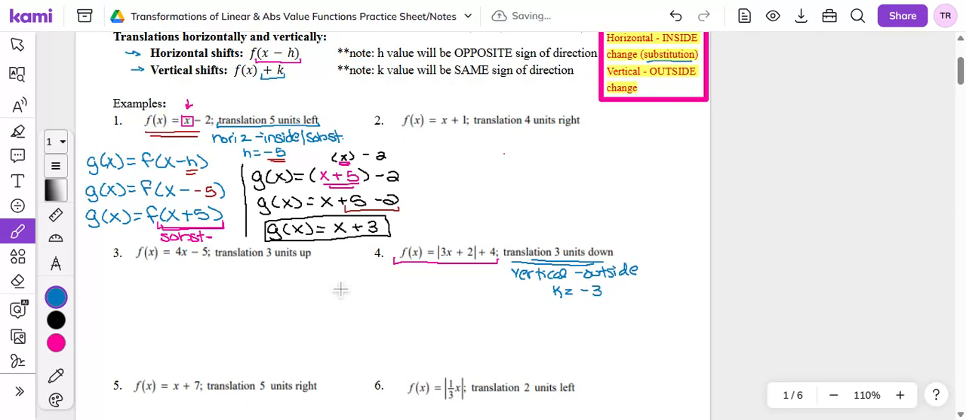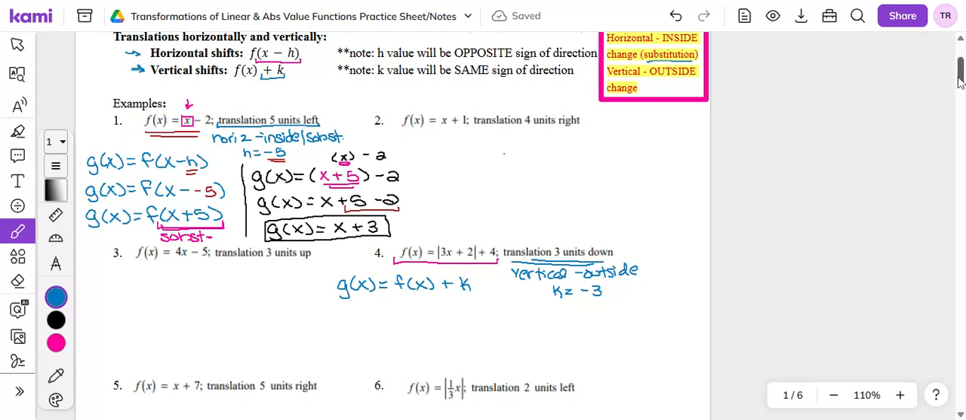Okay, so again, I'm going to do my thought process over here on the left in blue. So my new function, g of x, is going to take the old function, f of x, and then add a k value to it. That is what the vertical function, again up here, stated.